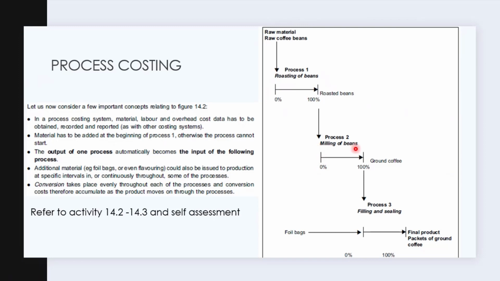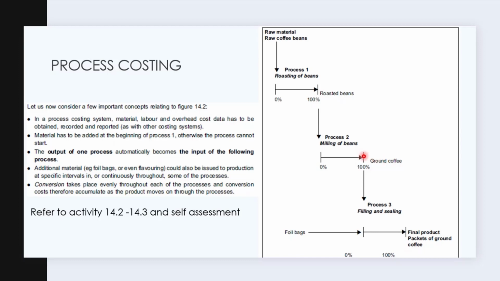Start milling those beans. So this is like crushing them. You crush those coffee beans, those roasted beans. What do you get at the end of that process? Your ground coffee.